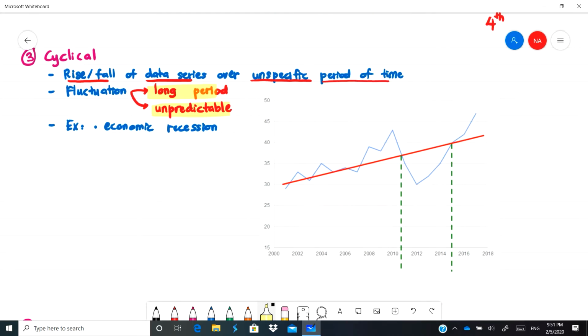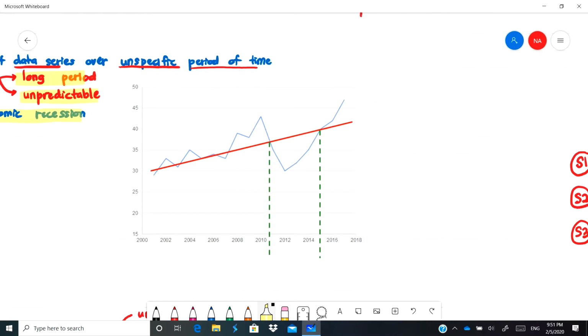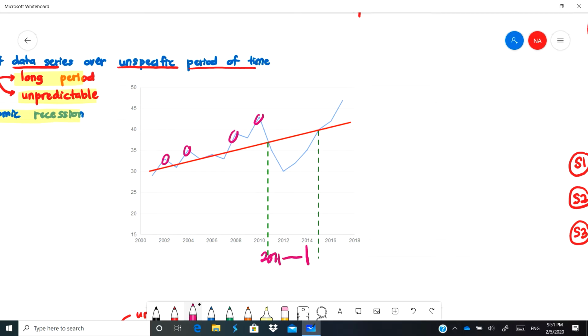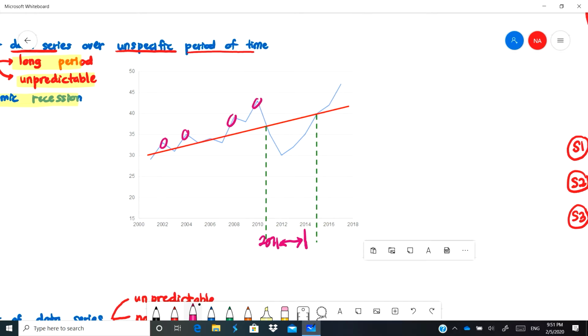For example, this happens in an economic recession. What happens is that the plot is located around and above the line, most of them around and above. But from 2011 until 2014, between these years, the values are below this red line here. But then the value is going back.